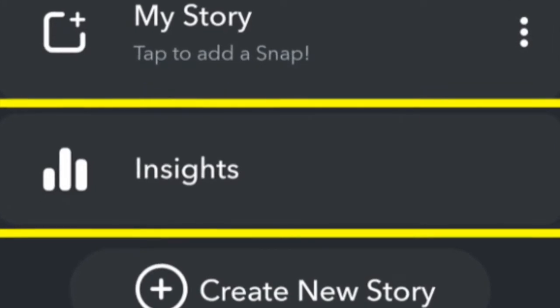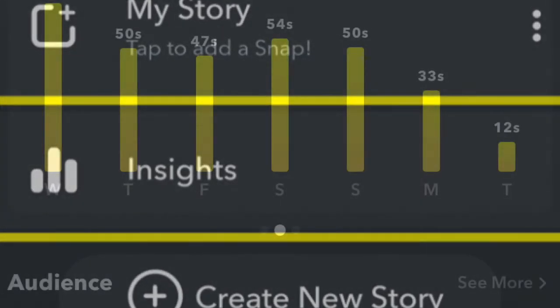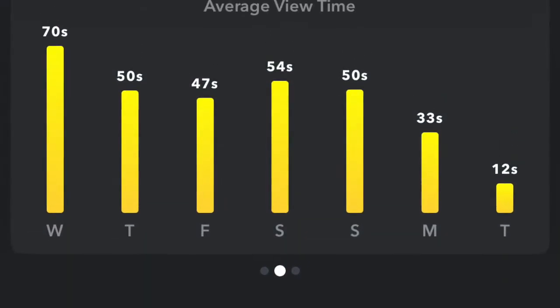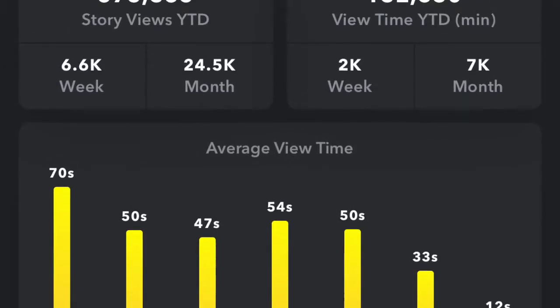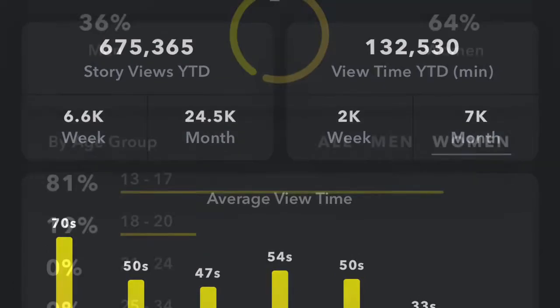Now, what exactly did these Insights do? Well, Insights in 2015 were able to show you how many people view your story, for how long, and how much of your story they went through. After 48 hours, you would soon have audience Insights too.